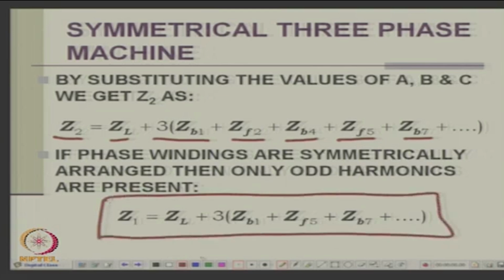So, what will you get here? Therefore, negative sequence impedance Z2 will be ZL plus 3 times ZB1, it is not ZF1, and now ZF5. So, it is almost like a mirror reflection of the positive sequence systems, and then ZB7. So, the backward 7th is predominant and forward 5th is predominant, and these are the fields which will be predominant and which will impact on the performance of the machine.